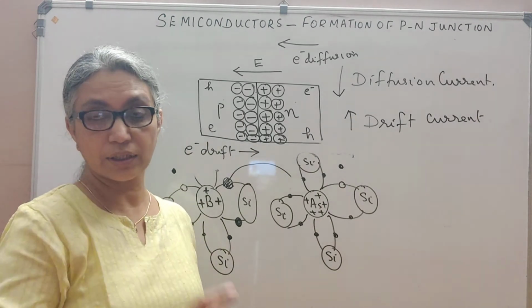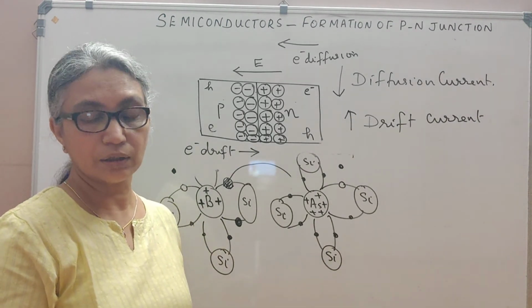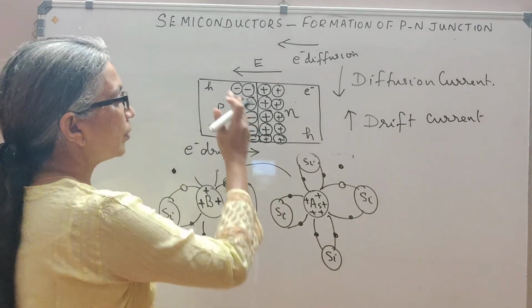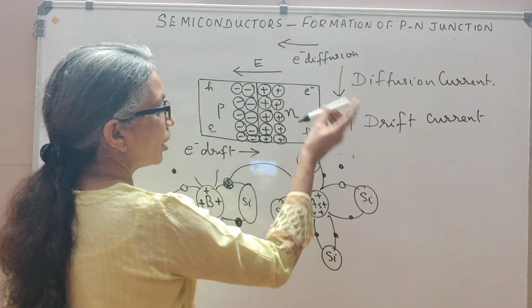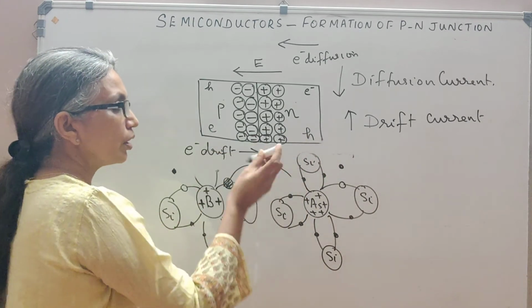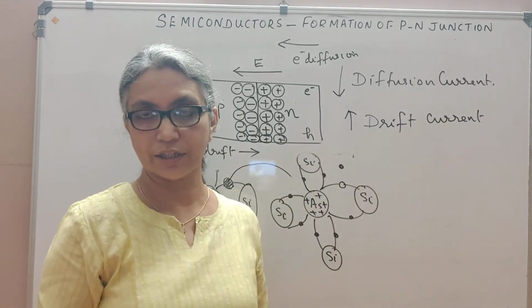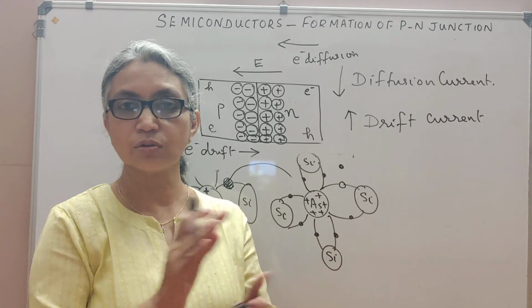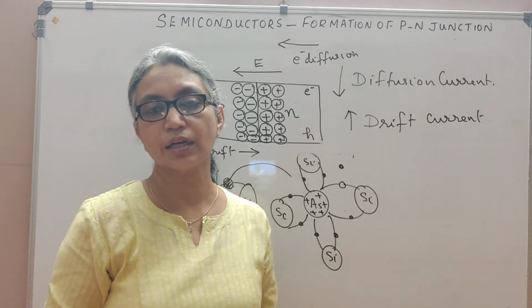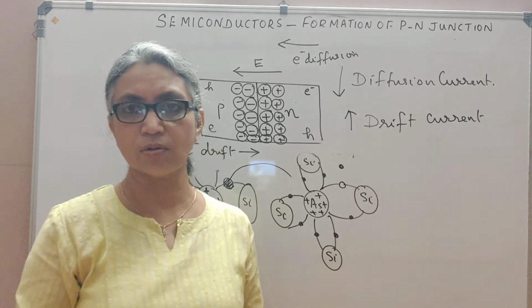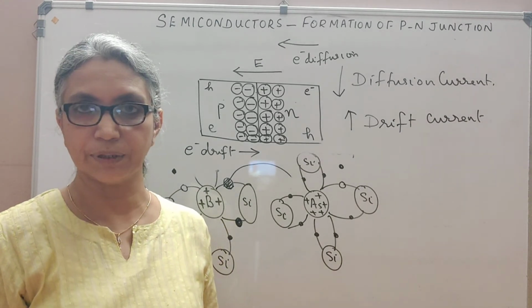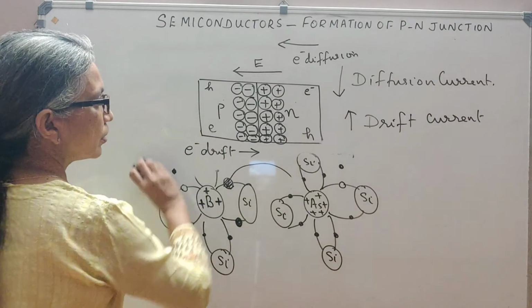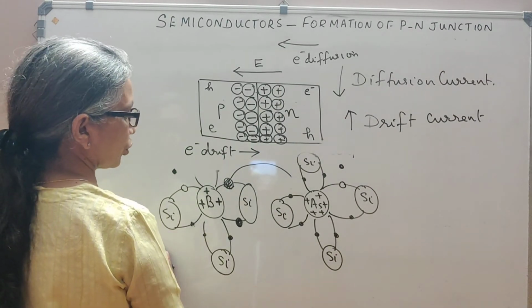Current, as you know, is in the direction opposite to the movement of electrons. So you have a diffusion current in this direction and a drift current in this direction. The two currents are opposite in direction, and at some point the two currents become equal and the net current across the junction becomes zero, and then the PN junction is said to be in equilibrium. Okay, so this is the formation of a PN junction.